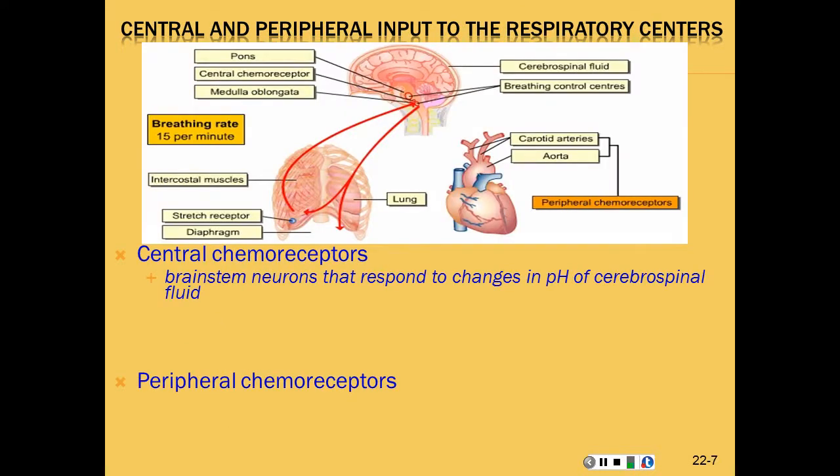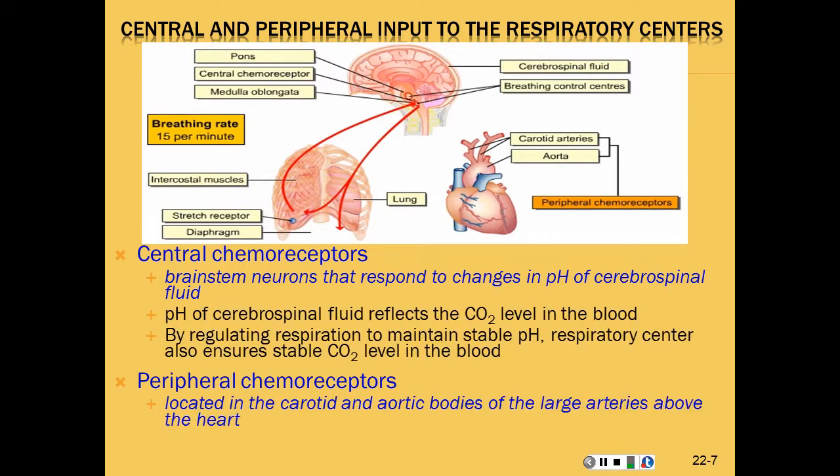Alright, so let's get back to these centers I was talking about. Now we have these control centers, and these receptors. We have central chemoreceptors, and we have peripheral chemoreceptors. When we look at the central chemoreceptors, they're the ones that are found in the brainstem, and they're going to respond to any type of changes that we have in the pH of the cerebrospinal fluid.